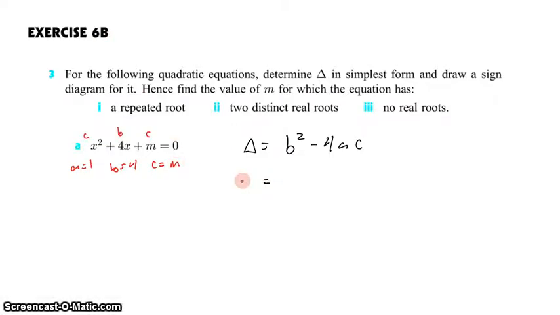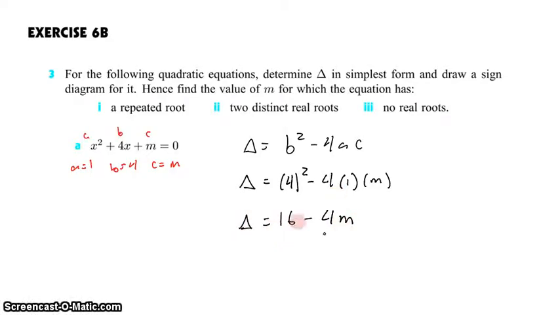So let's make that substitution in, and we'll get that the discriminant is equal to 4 squared, take 4 times 1 times m. 4 squared is 16, and 4 times 1 times m is 4m. That's our discriminant.